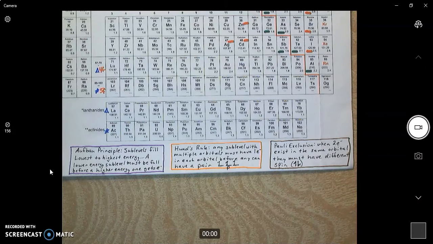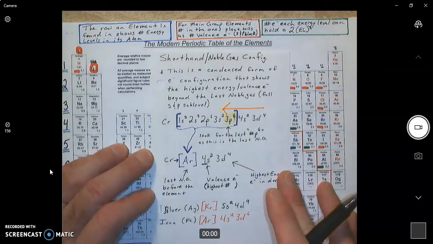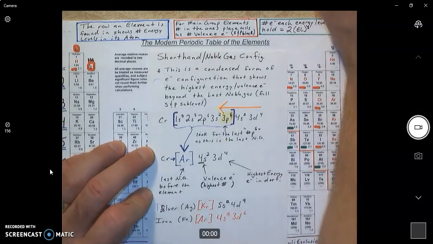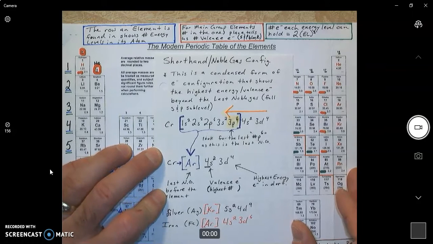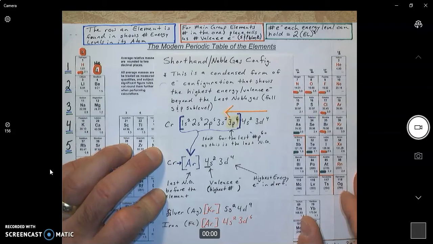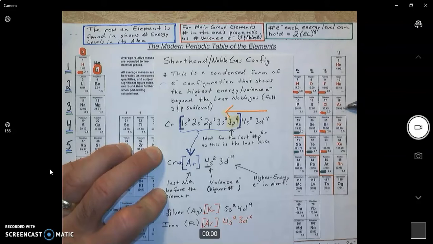Okay. Now, with that in mind, if we look at this very brief note card here on shorthand noble gas configuration. So sometimes it's called shorthand notation, other times it's referred to as noble gas configuration. You'll see why that is in a second. This is a condensed form of electron configuration that shows only the highest energy valence electrons beyond the last noble gas. Every noble gas has an S2P6 in it. So it has a full P6, okay?